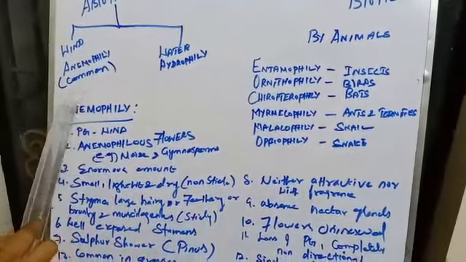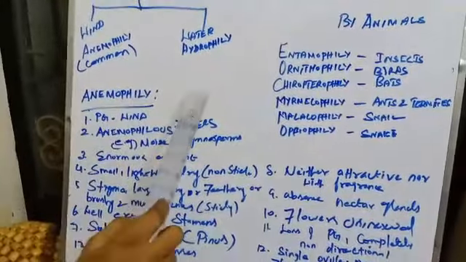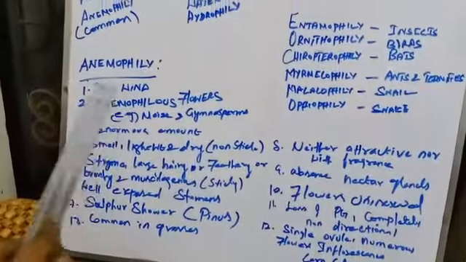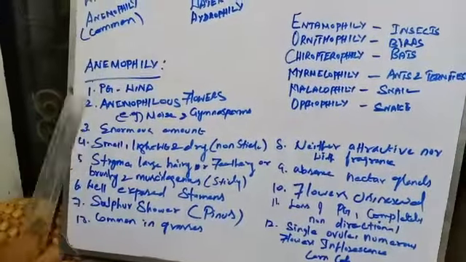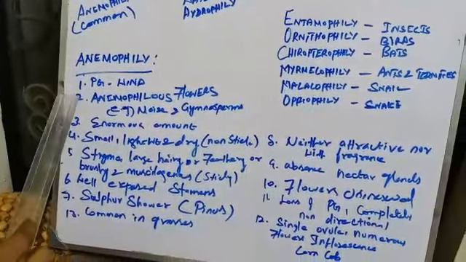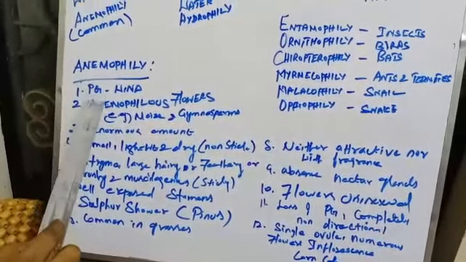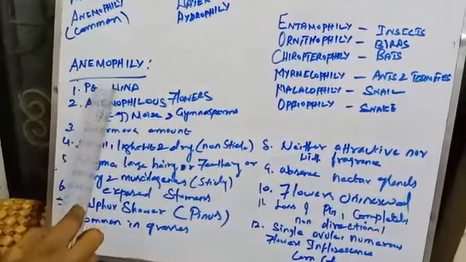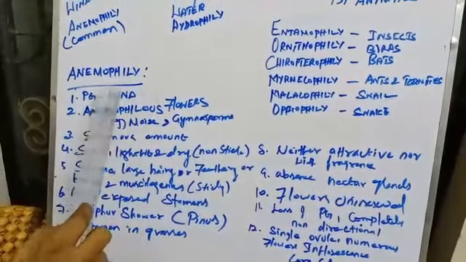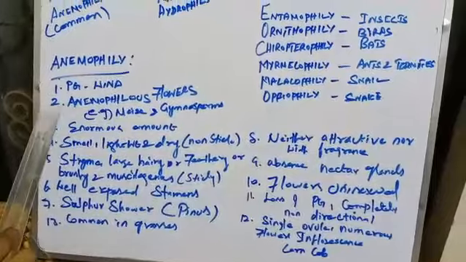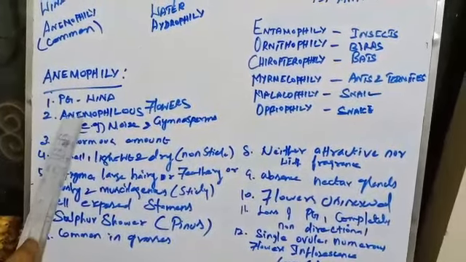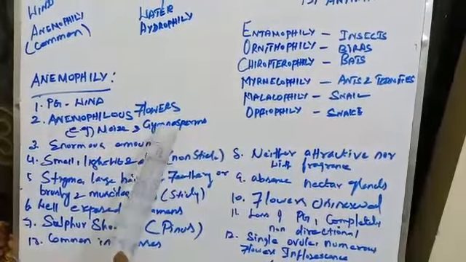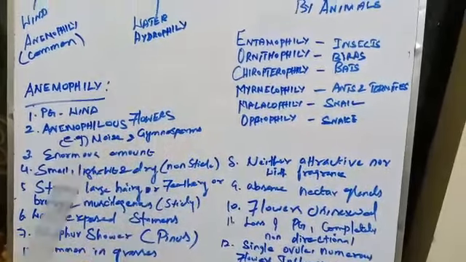Now, first we will see anemophily, that is pollination by wind, and the characteristic features of the flowers and plants which are pollinated by wind. The first one: the pollen grains are transferred from the anther to the stigma of the flower through wind. These flowers are called anemophilous flowers. Examples are maize and also gymnosperms.